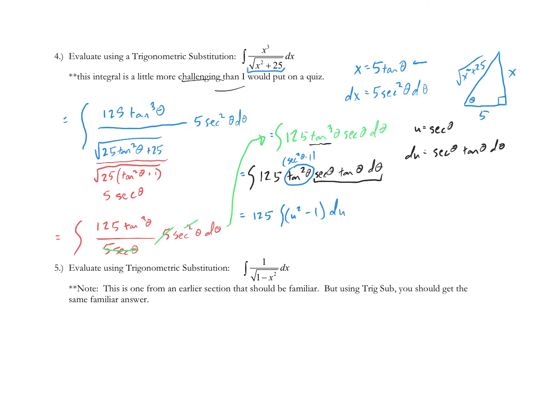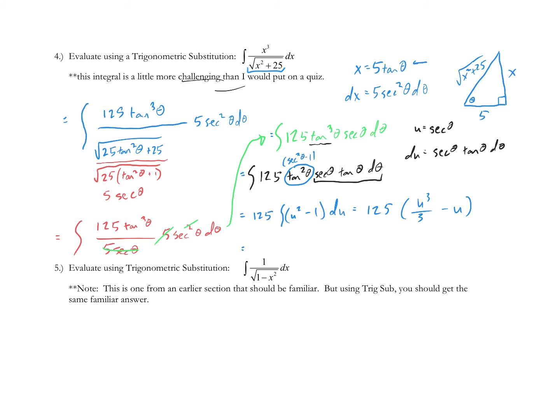Whoa, where did everything go? Everything underlined in black is the du. The tangent squared, we use the identity. And then secant squared theta minus 1 is u squared minus 1. That antiderivative, not bad: parentheses u cubed over 3 minus u. And then we have two layers of back substituting here.